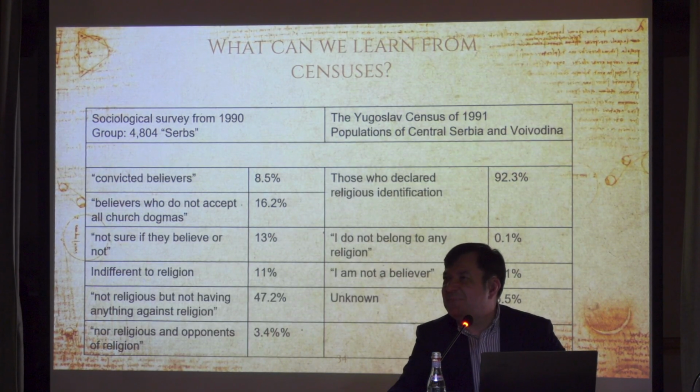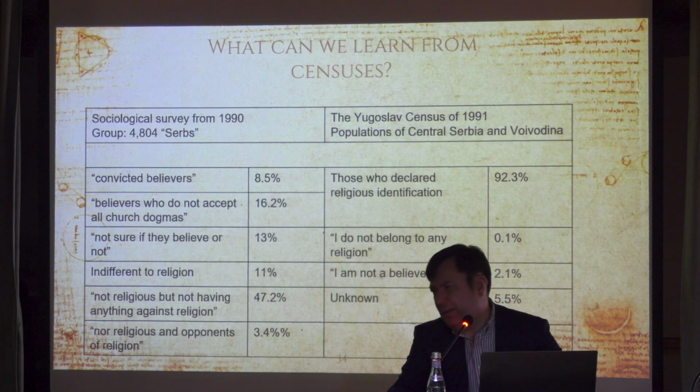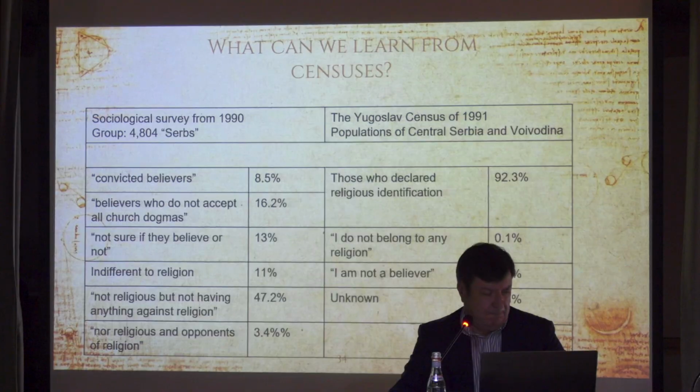It's a Freudian slip. People would say that I have something against religion. Maybe, but I hope not. So, convinced believer, 8.5% only. I am a believer, but I do not accept everything that my religion teaches us. 6.2%: I'm not sure if I believe or not.